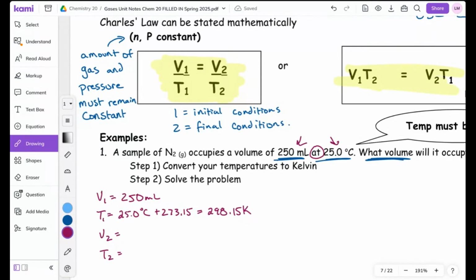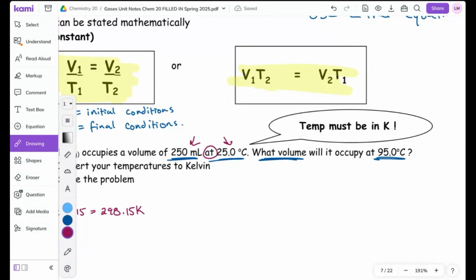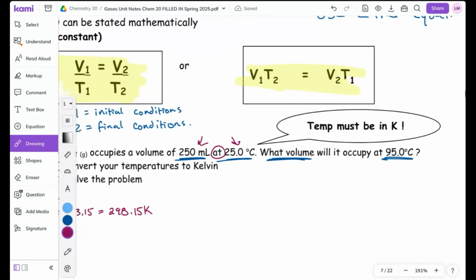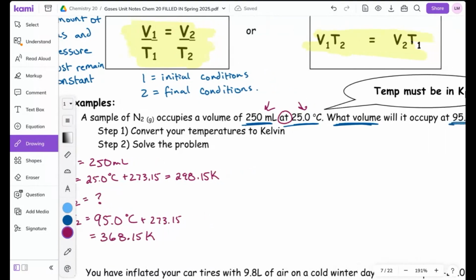All right, now since the question says what volume, that means we have no clue what V2 is, and the second temperature, or the final temperature, is 95 degrees Celsius. So let's go 95 plus 273.15. And that's going to be equal to 368.15 Kelvin.